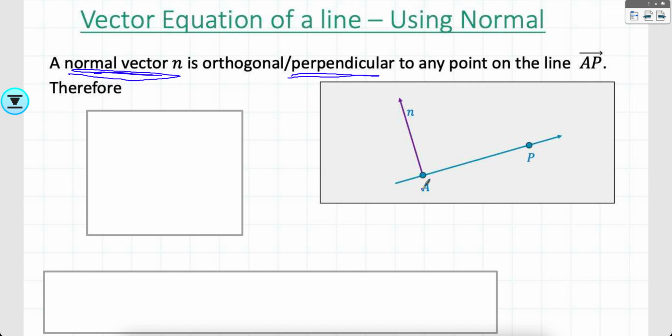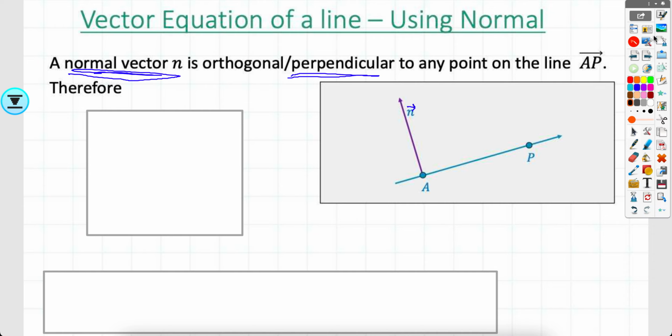So if, instead of having a direction vector, I have a normal vector, well, how would I actually write the equation of the line? So I know this is the equation that I want to write, but all I have is a point A, and then I know the normal vector. So I know what the normal vector is in this case. So what do I do?